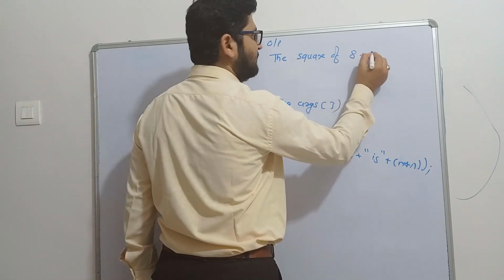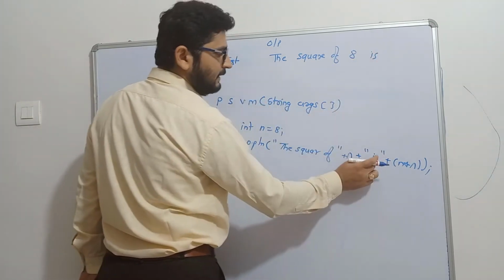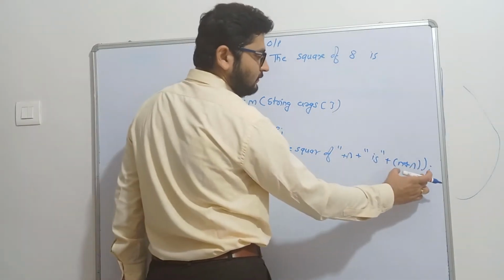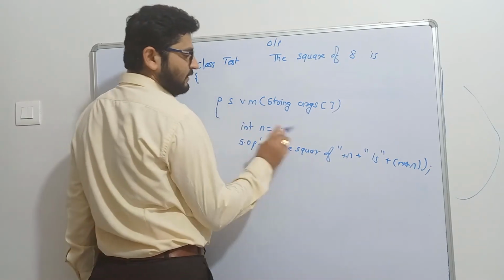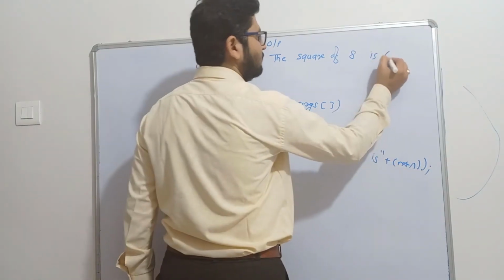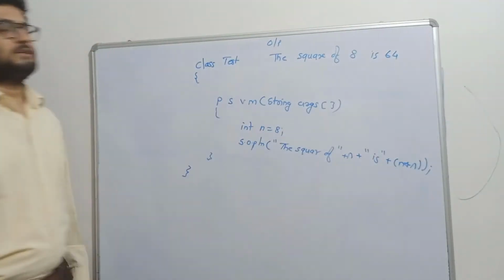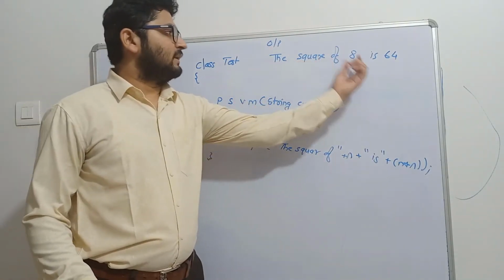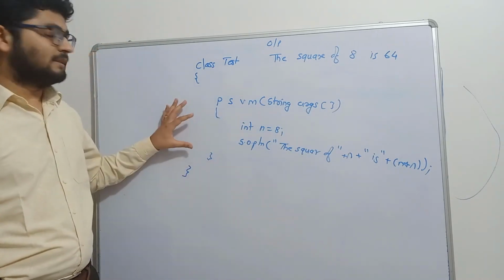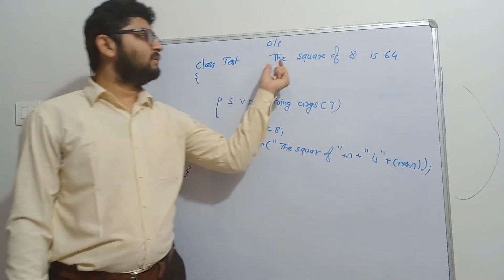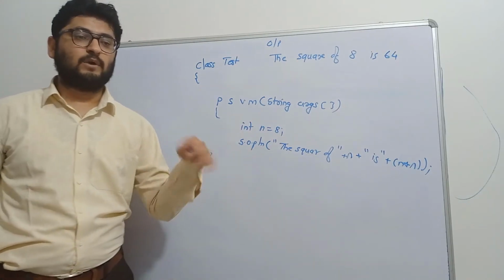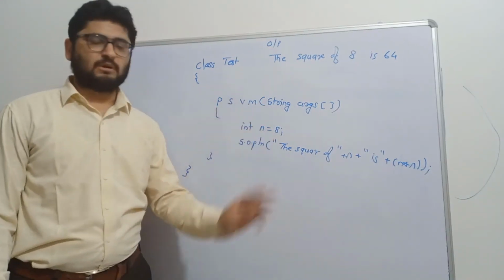"is" will be printed as it is because it is in double quotes, so it is considered a string, and then n into n will be printed. What is the value of n? 8. 8 into 8 is 64, so 64 will be printed. The output will be "the square of the 8 is 64". Whenever you run this program, the output will always be "the square of the 8 is 64". Now let us suppose I want to find the square of 10 using this program.